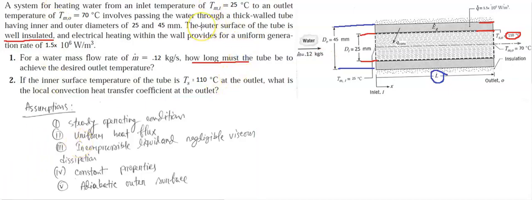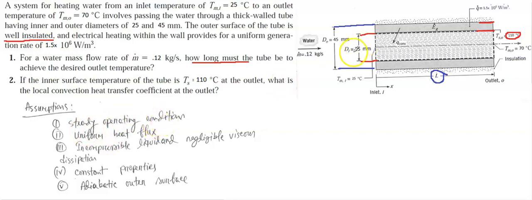I told you initially, keep this information in your mind: the outer surface is insulated. We need some assumptions, because we need to make this question simple to avoid complex calculation procedures, and sometimes it is not possible to consider all the aspects of the problem. So we usually make some assumptions to make the problem simple. Let's say the assumptions here. Definitely these are steady operating conditions. You already know that for most problems we use these assumptions.